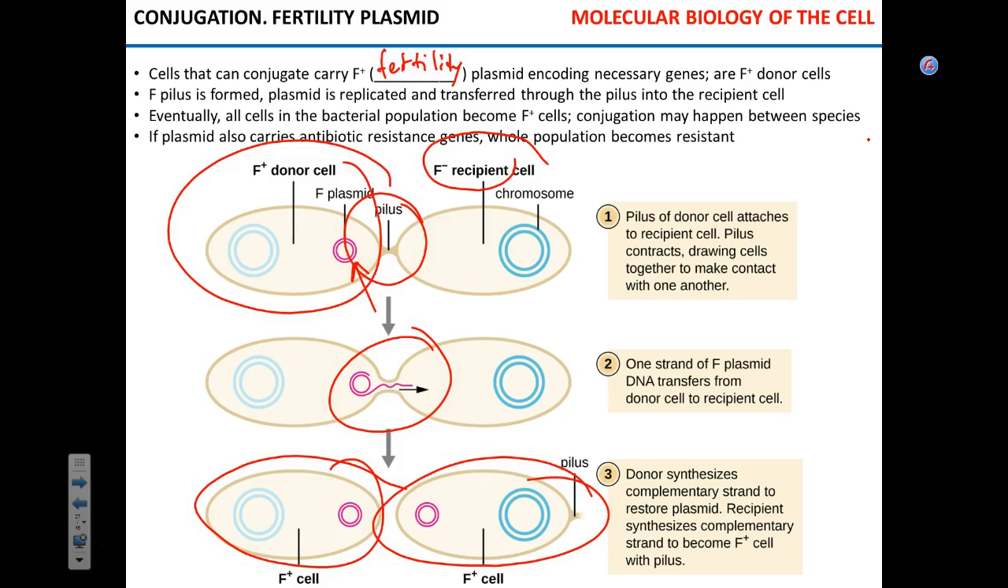Okay. So essentially, if you have a microbial cell that contains a fertility plasmid, and this fertility plasmid, in addition to all the genes that it has for the conjugation, also carries the antibiotic resistance gene, antibiotic resistance will be spread throughout the entire population, like a wildfire. Okay? So, examples of spreading antibiotic resistance.